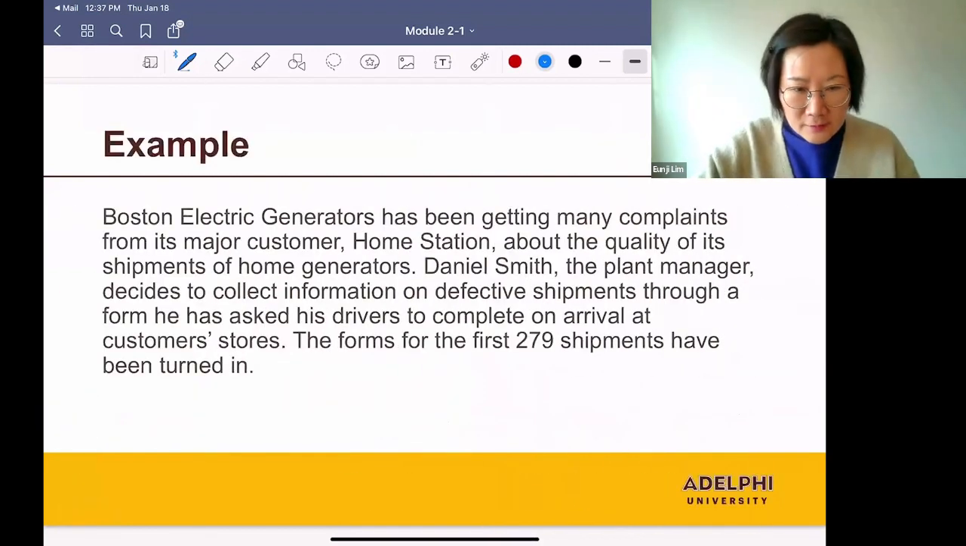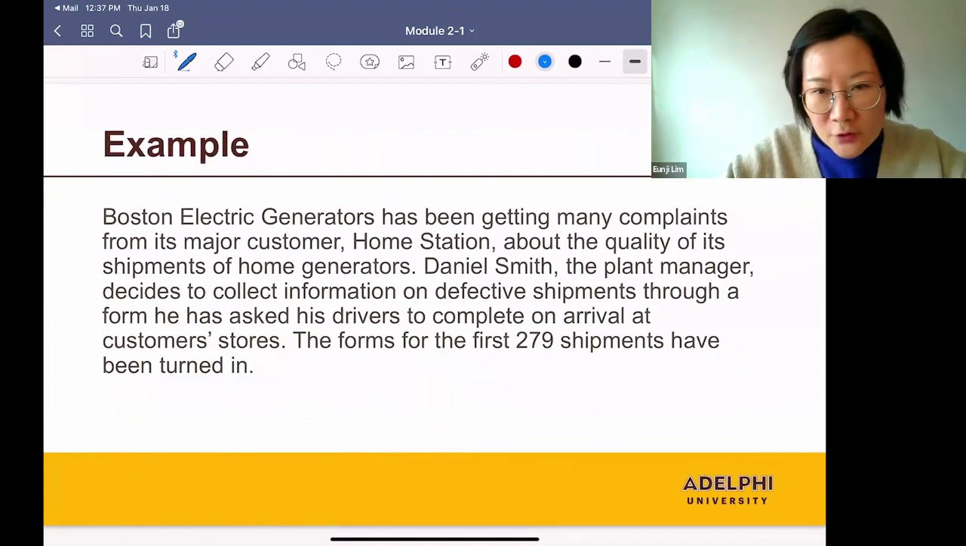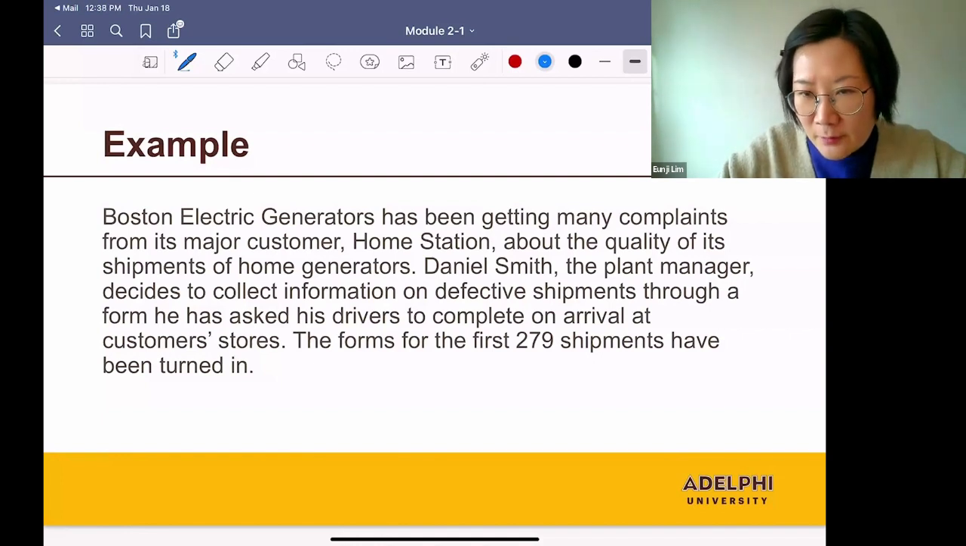Now let's try an example. Boston Electric Generators has been getting many complaints from its major customer, Home Station, about the quality of its shipments of home generators. Daniel Smith, the plant manager, decides to collect information on defective shipments through a form she has asked his drivers to complete on arrival at customers' stores. The form for the first 279 shipments have been turned in.